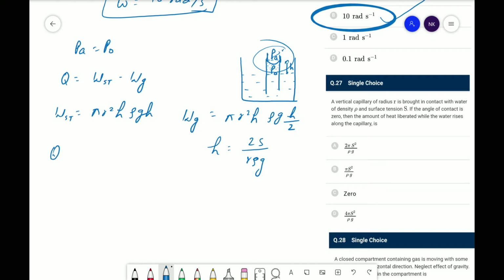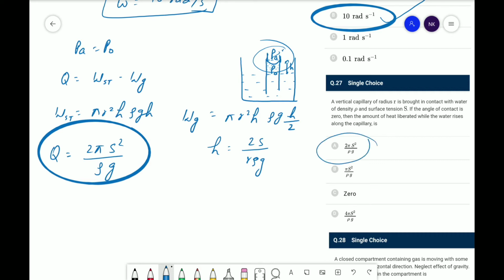Hence the value of Q, after subtracting, we will get 2 pi s square upon rho g. So the correct answer is 2 pi s square upon rho g. Here the correct answer is A.